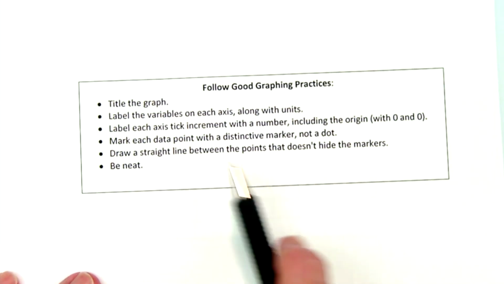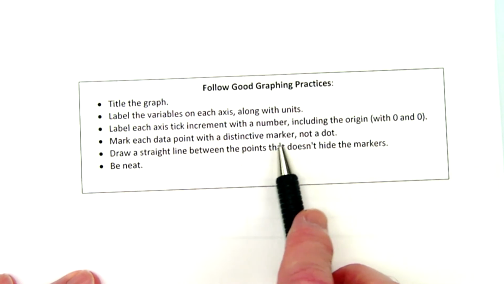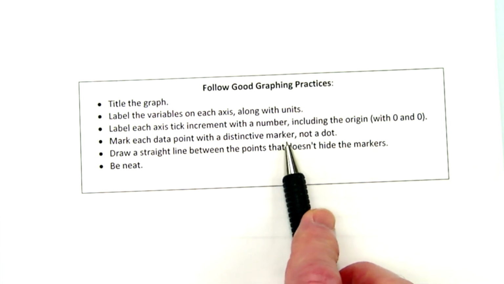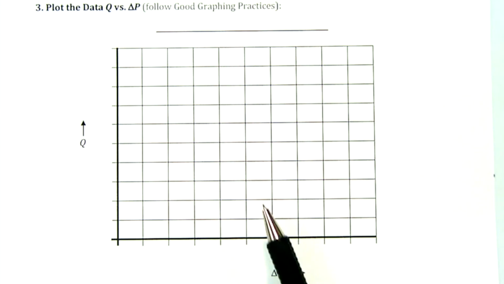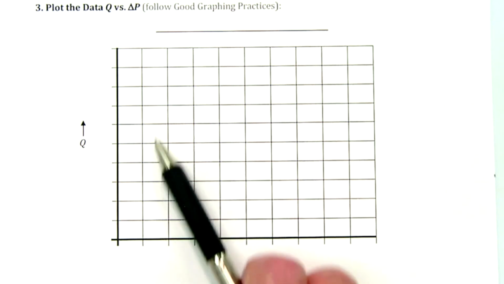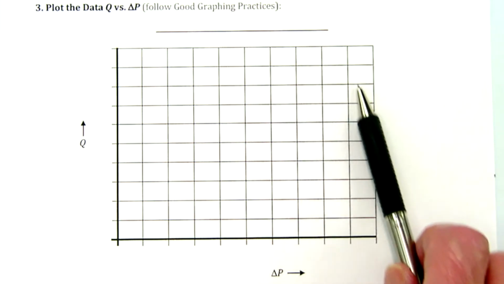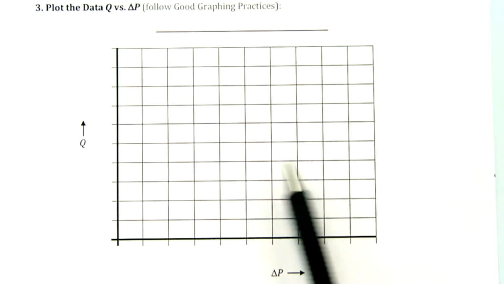And then for each of our data points, we're going to mark them with a distinctive marker like an X or a star, not a dot. And we'll have two, actually three, data points. Q1 will go in this region somewhere in here. Mark it with an appropriate marker. And Q2 will go somewhere in here. Mark it with an appropriate marker, such as an X or a star, not a dot. I'll tell you why in a second.